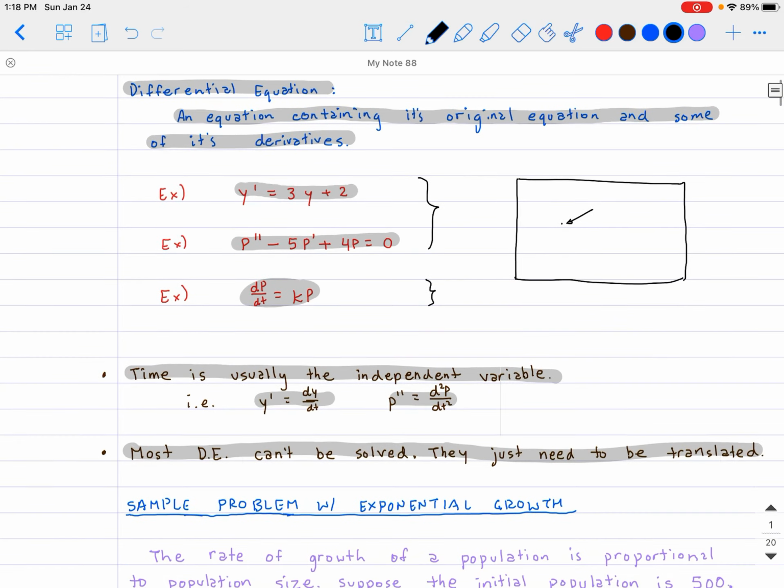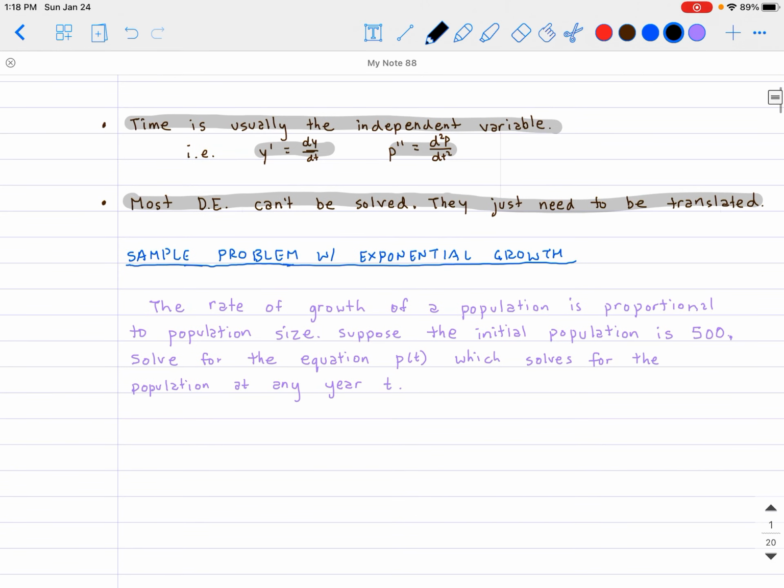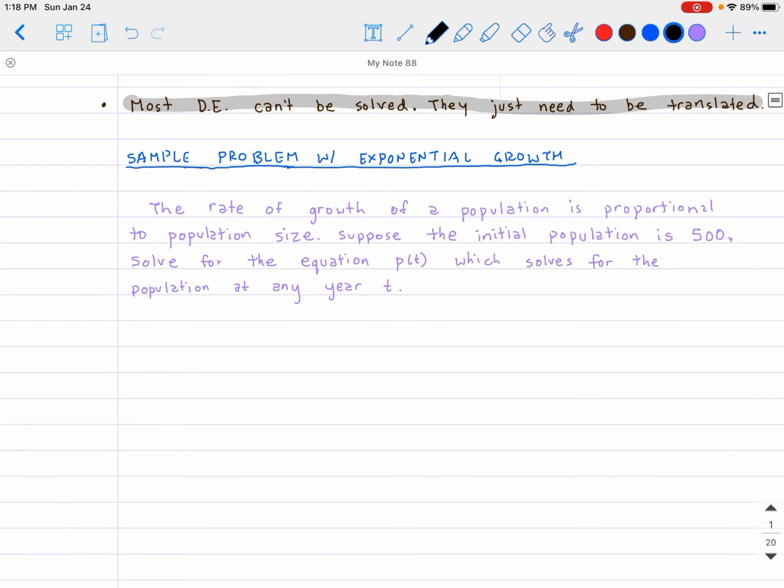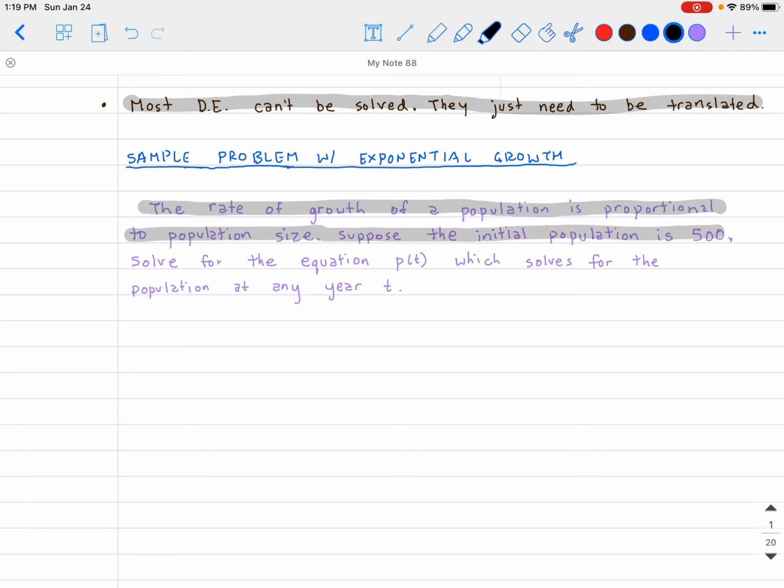So anyhow, now we're going to look into some sample problems that deal with differential equations. So here is a problem that gives you an idea as to where a differential equation comes from. Here it says that the rate of growth of a population is proportional to the population size, meaning that your growth is always determined by how big your population is. Suppose that the initial population is 500. Solve for the equation P of t, which gives the population at any time or any year t.